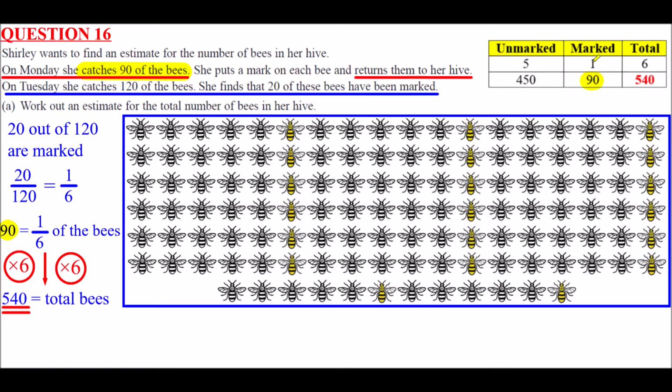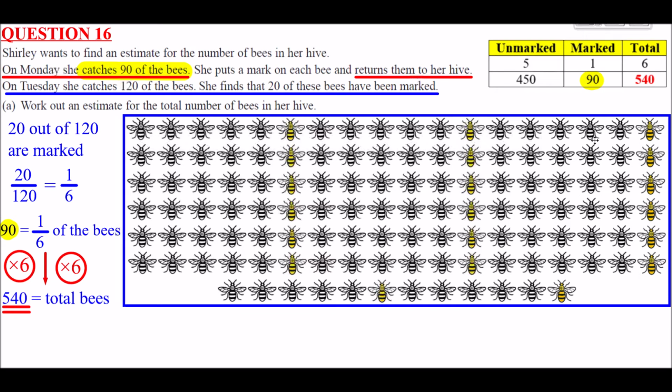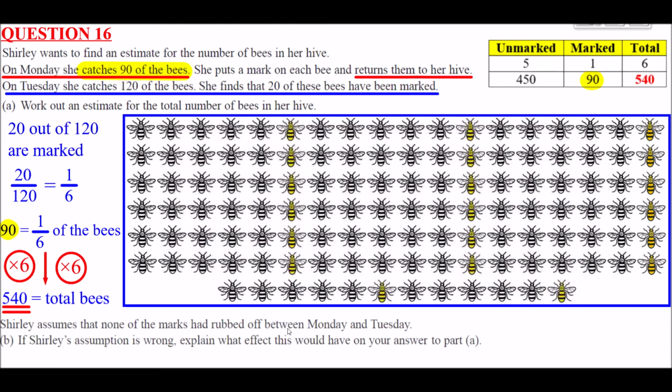So 1 times 90 is 90, 5 times 90 is 450, so the total number of bees altogether is the 450 that were unmarked plus the 90 that she did mark, gives us again a total of 540 bees as our estimate. Now there's part B to this question. For part B, Shirley assumes that none of the marks had rubbed off between Monday and Tuesday. If Shirley's assumption is wrong, explain what effect this would have on your answer to part B.